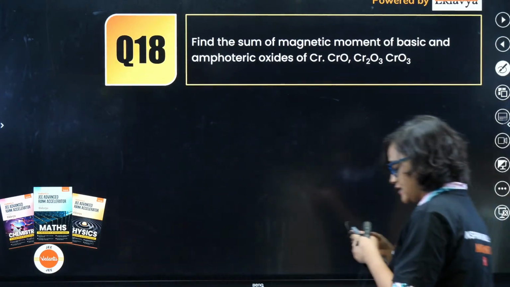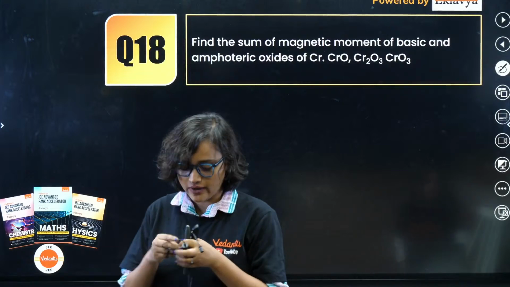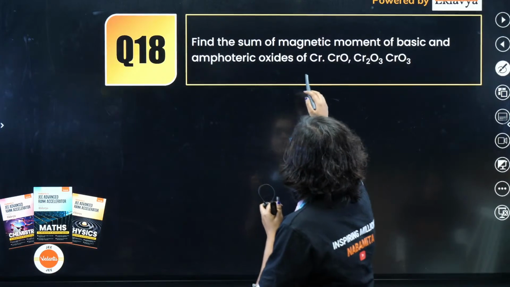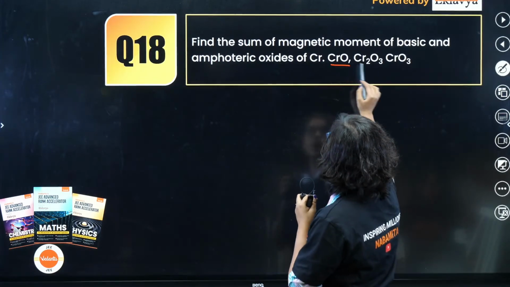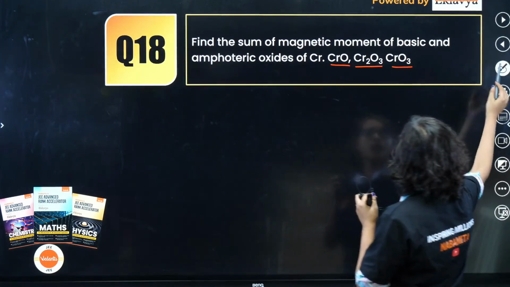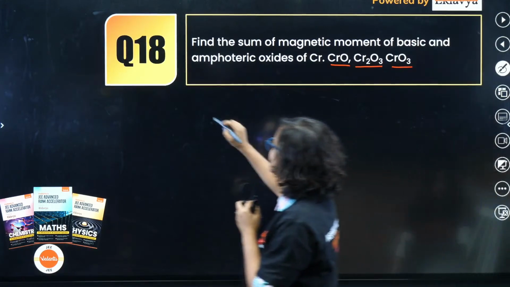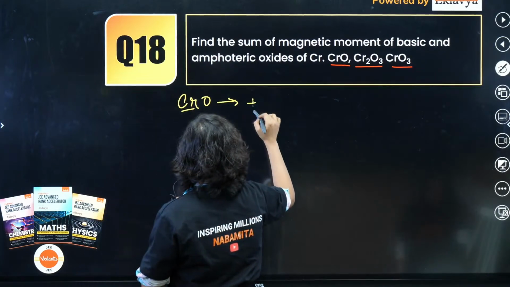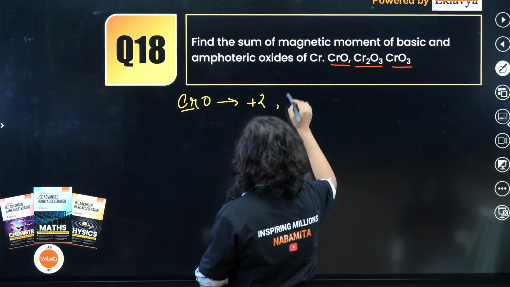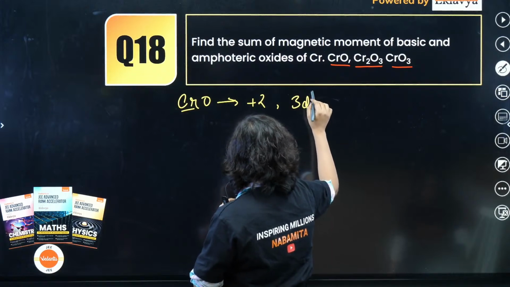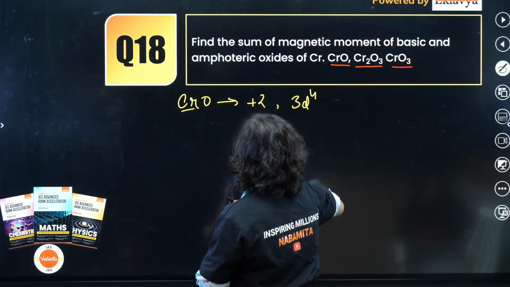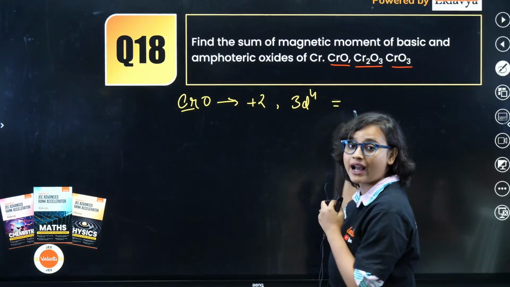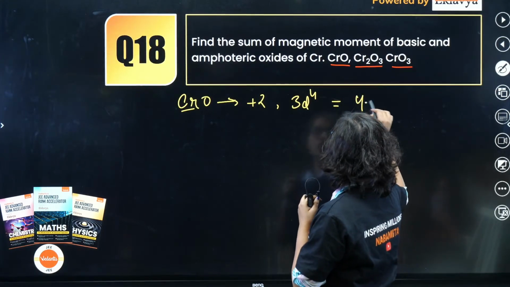Guys, this question is from your d and f block, everybody, and this is related to the oxidation state. If we take a look at it, you have CrO, you have Cr2O3, and you have CrO3. If we talk about CrO, Cr right here is in +2 oxidation state. From 3d5 4s1, it is going to be 3d4. If there are 4 unpaired electrons, then the magnetic moment should be around 4.8.